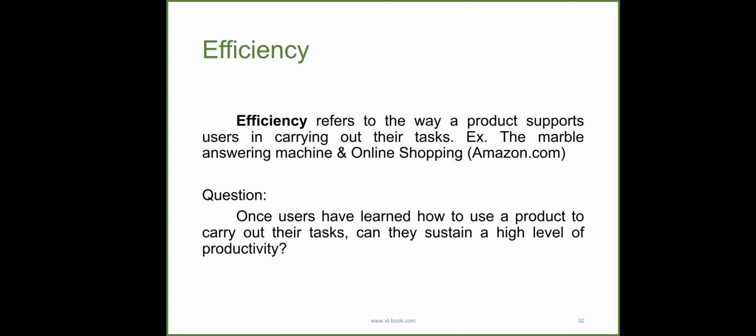Okay, so for efficiency, when we say efficiency, this refers to the way a product supports users in carrying out their task. No, we have an example in our previous modules, the marble answering machine, which was considered efficient in a way that it let the user carry out common tasks, for example katong listening to messages, with a minimal number of steps taken to perform a task. So the marble answering machine is considered as efficient.